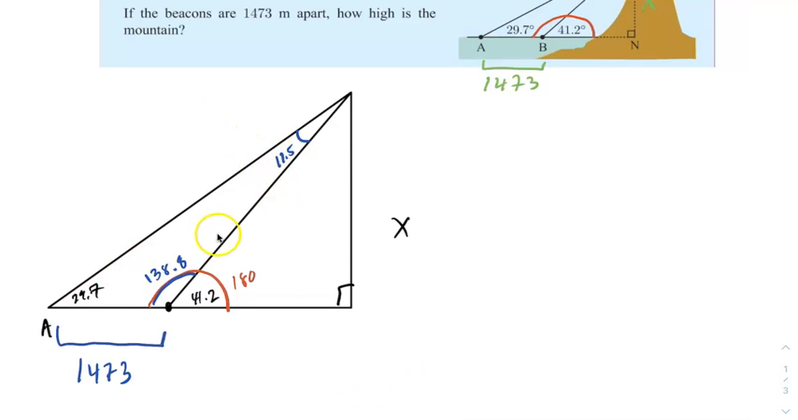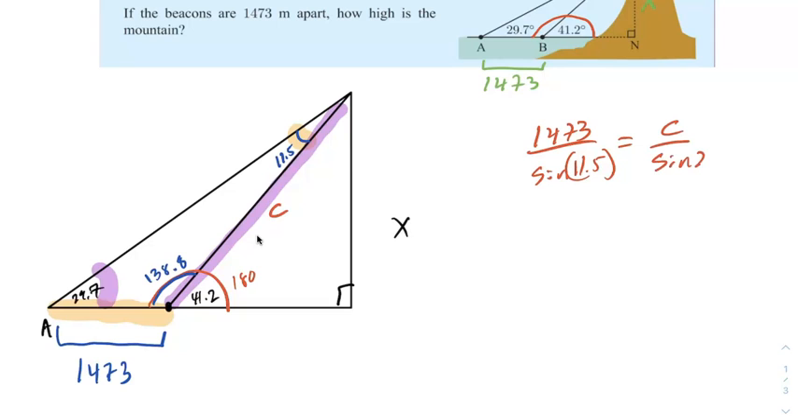And now I have a pair of sides. And how's that going to help me? Well, if I use this one and this one, law of sines. So I'm going to do 1473 over sine of 11.5 equals, let's find this guy first, with this angle. Then I have something on this triangle next to it. And once I get that, I could do SOHCAHTOA. So let's call this C. C over sine of 29.7. Now if I'm solving for C, I don't have to cross multiply. Just multiply both sides by sine of 29.7, which is just a value in our calculator. So sine of 29.7 cancels out, and you get C equals whatever that is.